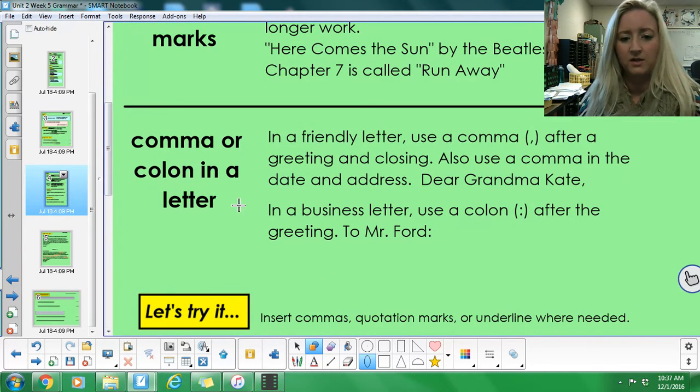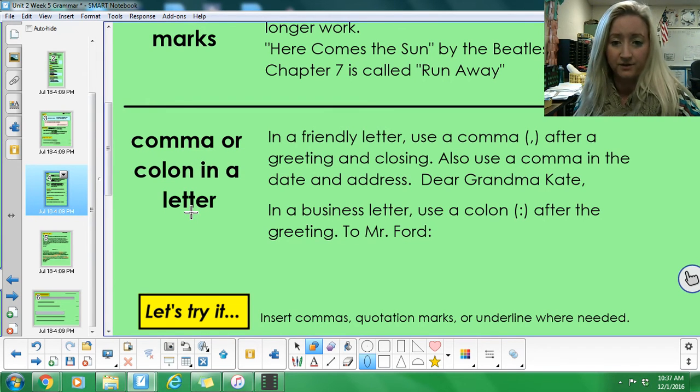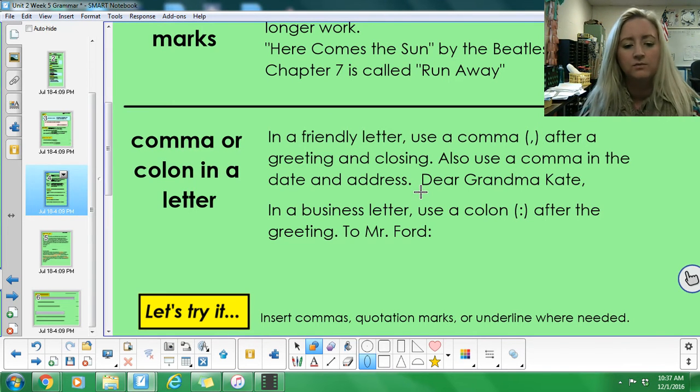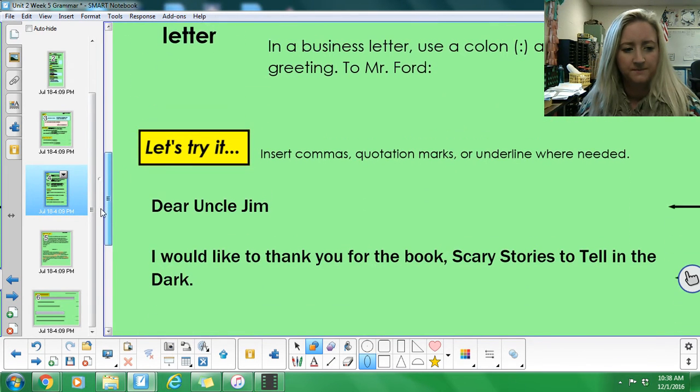This page also is going to talk a little bit about colons and commas within the use of writing a letter. If you write a friendly letter to someone, maybe you're writing to Grandma Jane, you would use a comma after Dear Grandma Jane. If you are writing a business letter, maybe you're writing to a company to tell them something about a product you've used, or you have a question for someone, you would use a colon in your opening greeting. So let's try a few of these.